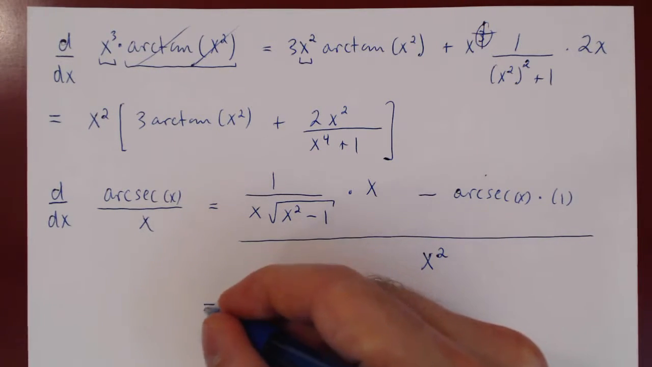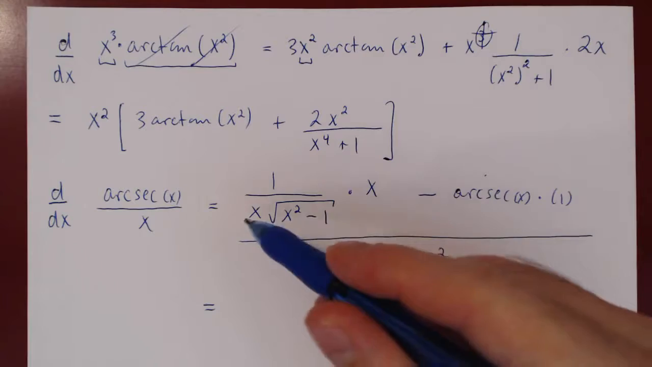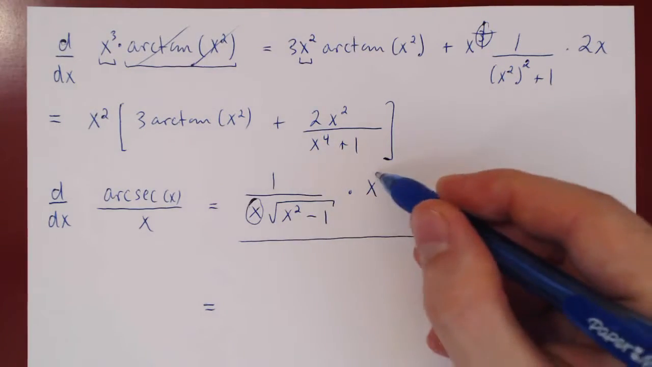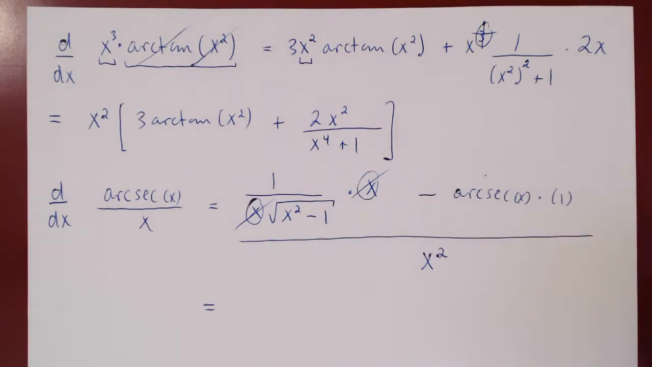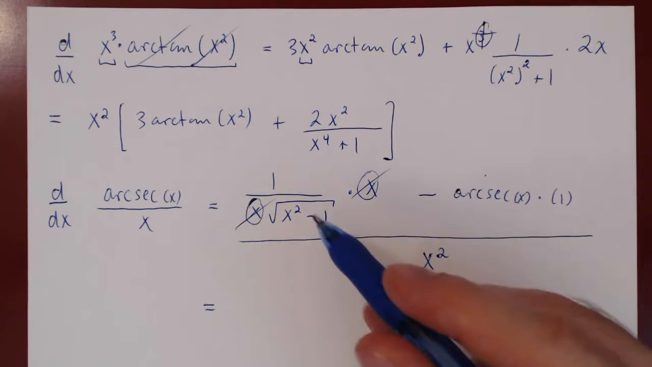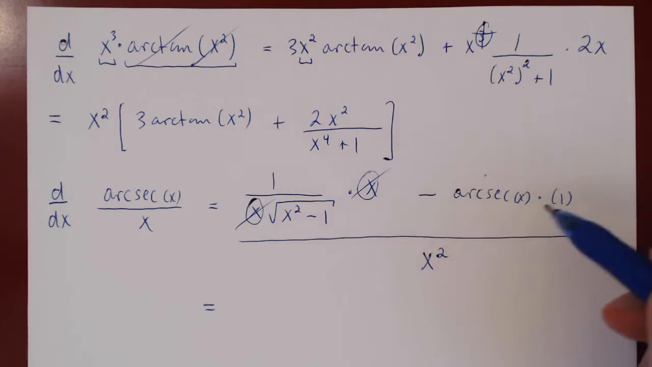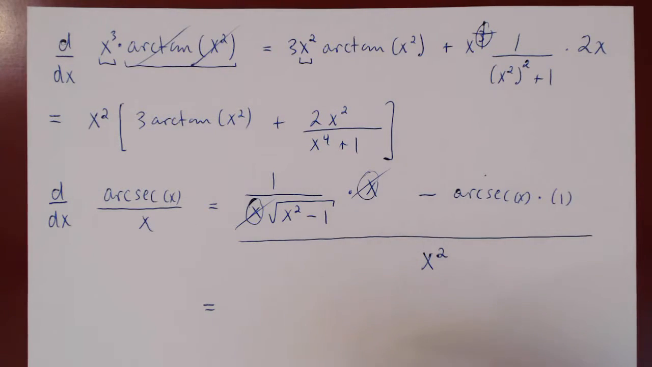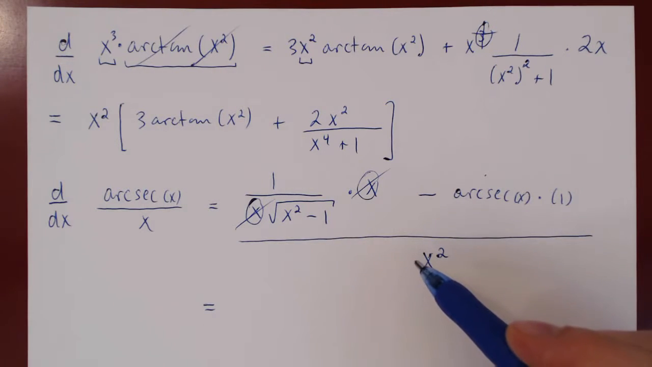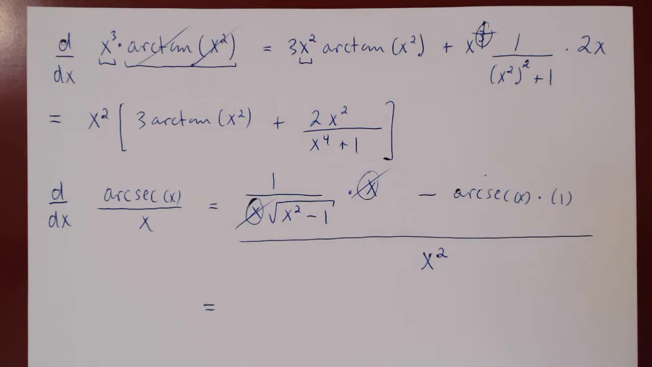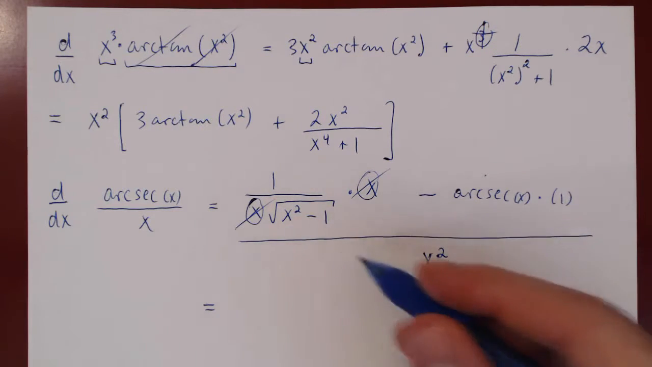Well, we can simplify as always. We have an x over an x here, so both of these cancel. And that will give us 1 over root of x squared minus 1 minus arcsecant of x over x squared. And here you have an option. You can either split the two up, or you can leave them as a single fraction. I will split them up here.